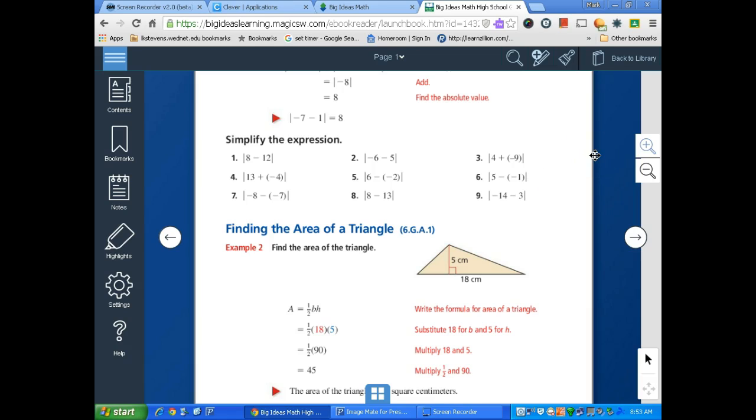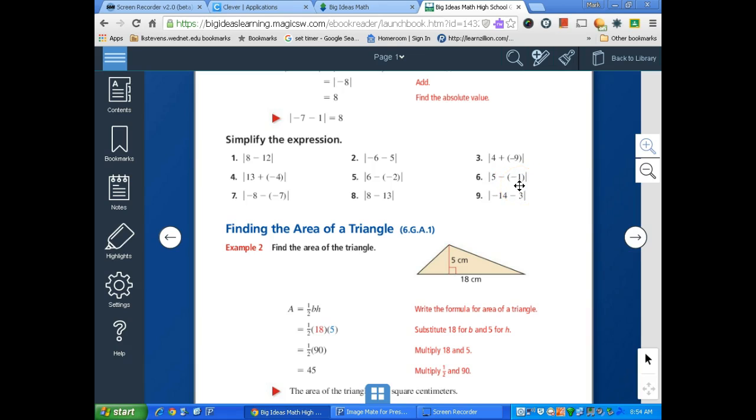Let's go through these real quick. What's number 3? 4 plus negative 9 is? 13. No. 4 plus negative 9 is positive or negative 5? Negative 5. And the absolute value of negative 5 is? 5. 13 plus negative 4 is? 9. Absolute value of 9 is? And 6 minus negative 2 is? 8. Absolute value of 8 is? Okay. I think we've got it, right?